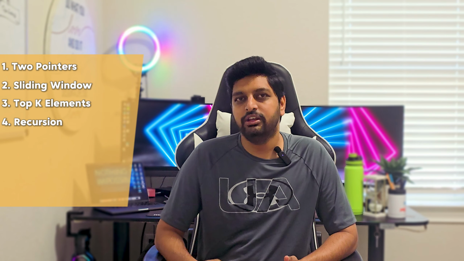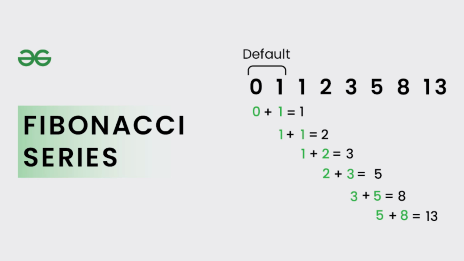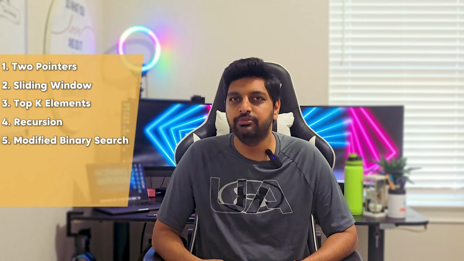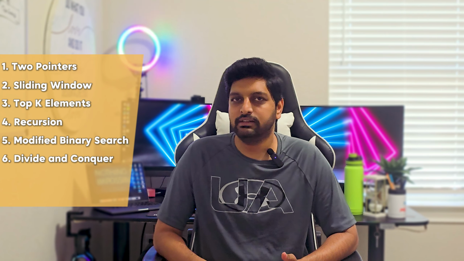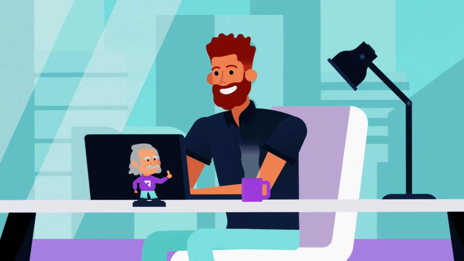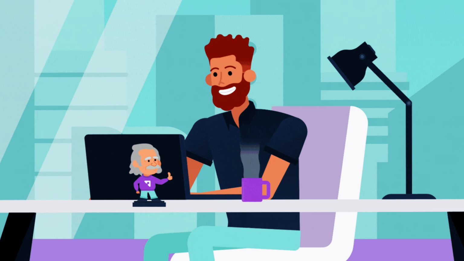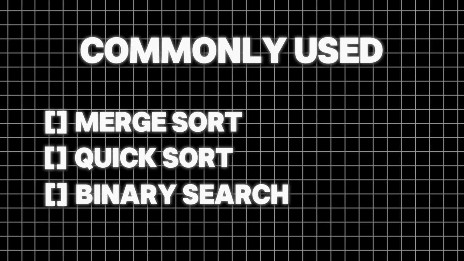Recursion involves a function calling itself to solve smaller instances of the same problem. It's a common technique used in algorithms that operate on recursive data structures like trees and in problems like the Fibonacci series. Modified binary search helps in efficiently finding elements in sorted structures. The divide and conquer pattern breaks a problem into smaller subproblems, solves each subproblem independently, and then combines their solutions to solve the original problem. It's commonly used in algorithms like merge sort, quick sort, and binary search.